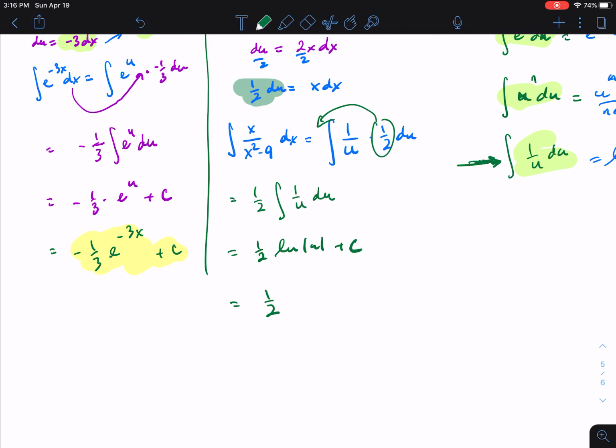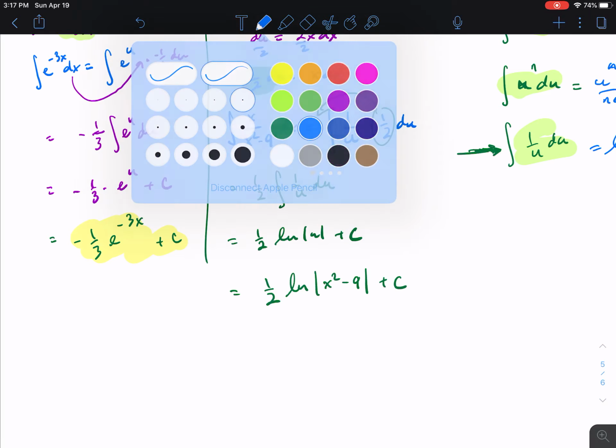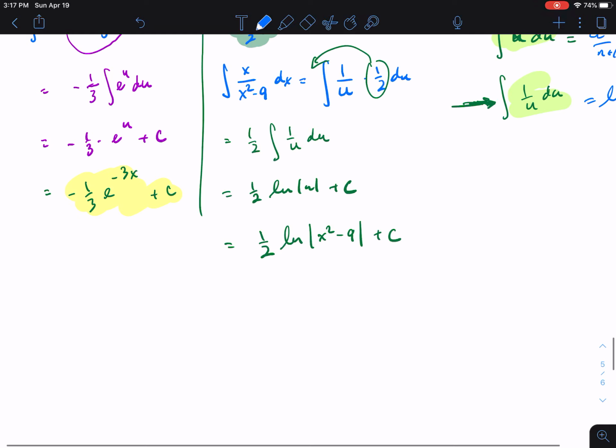So we're looking at 1/2. U was x squared minus 9. So 1/2 natural log of x squared minus 9 inside the absolute value. But x squared minus 9, well, that can be negative. Depends on what x is. So that's going to be our answer there. Okay.